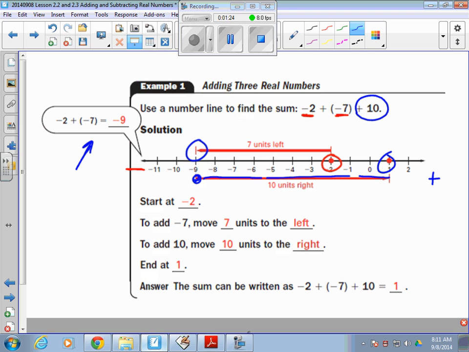So you start at -2, to add -7, move 7 units to the left. To add 10, move 10 units to the right, end at 1. Therefore, the answer, when you put these three together, -2 plus -7 plus 10 is 1.